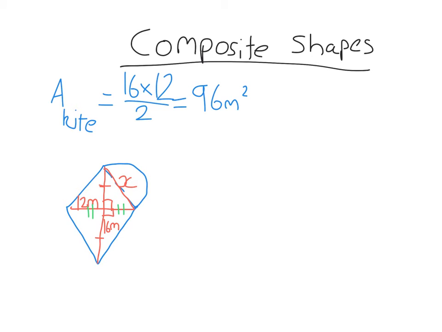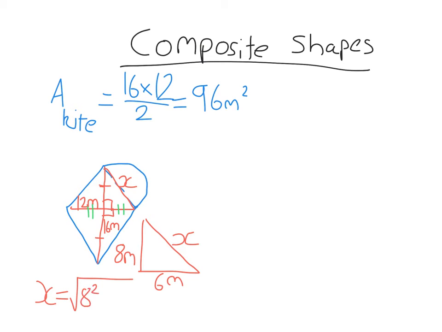So what I have is a triangle. This side here is half of 16, the other side is half of 12, and I find x using Pythagoras. x is the longest side, so remember you add in that. So this is going to be the square root of 8 squared plus 6 squared, which is 10 meters. So 10 meters is not the radius of the semicircle, it's the diameter. If the diameter is 10, the radius will be 5.